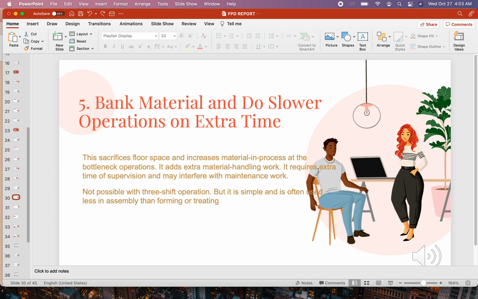It requires extra time of supervision and may interfere with maintenance work. It is not possible with three-shift operation, though, but since it's simple and is often used less in assembly than in forming or treating, that is why this method was also added.